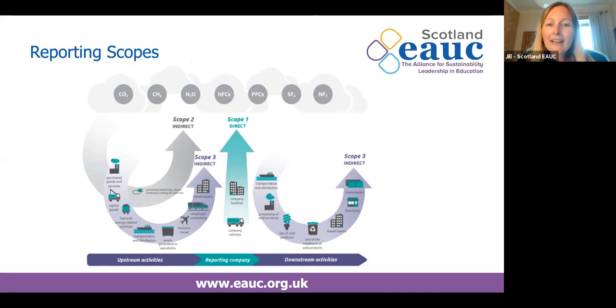And the protocol breaks down emissions into 3 different scopes. So you've got your scope 1 emissions, which are direct emissions, which the institution has control over, such as fuel combustion in boilers or within any owned vehicles. Then you have scope 2 emissions, which are indirect emissions from the generation of purchased electricity or heat. And then everything else is classed as scope 3. So these are indirect emissions, which are a consequence of the activities of the institution, but which you don't directly control. So this would be sending away to landfill, business travel and commuting.